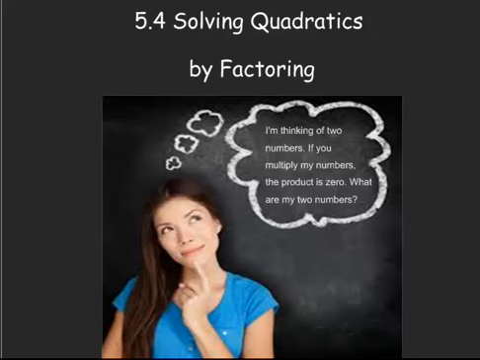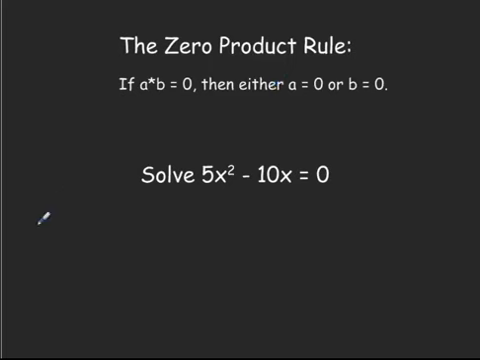Section 5.4, Solving Quadratics by Factoring. I have a picture of a girl and she's thinking something, and if you can't read that, I'm going to read it to you. I'm thinking of two numbers. If you multiply my numbers, the product is 0. What are my two numbers? Well, you can't guess both of them, but one of them is fairly easy to guess, and that's the number 0. The other one, who knows? It could be anything. We're going to use the zero product rule towards the end of solving this example.